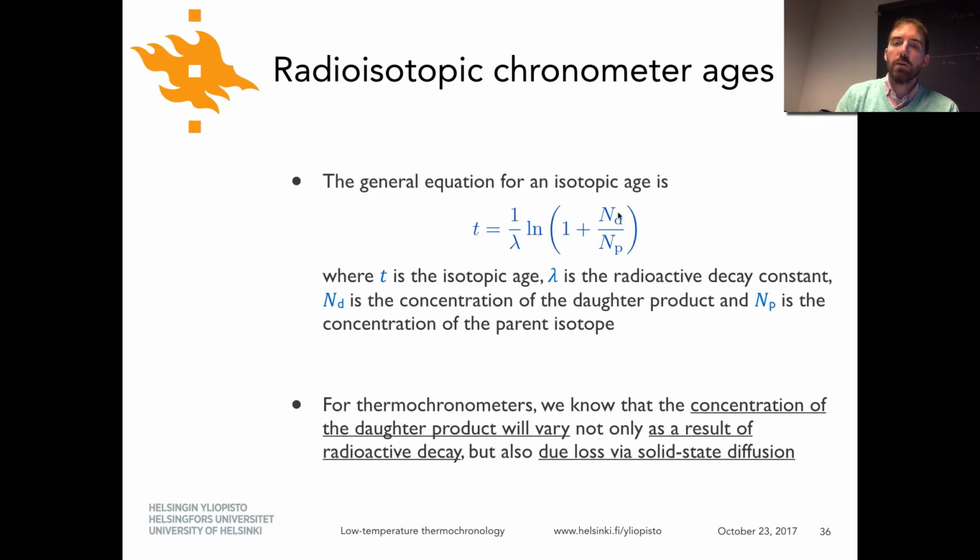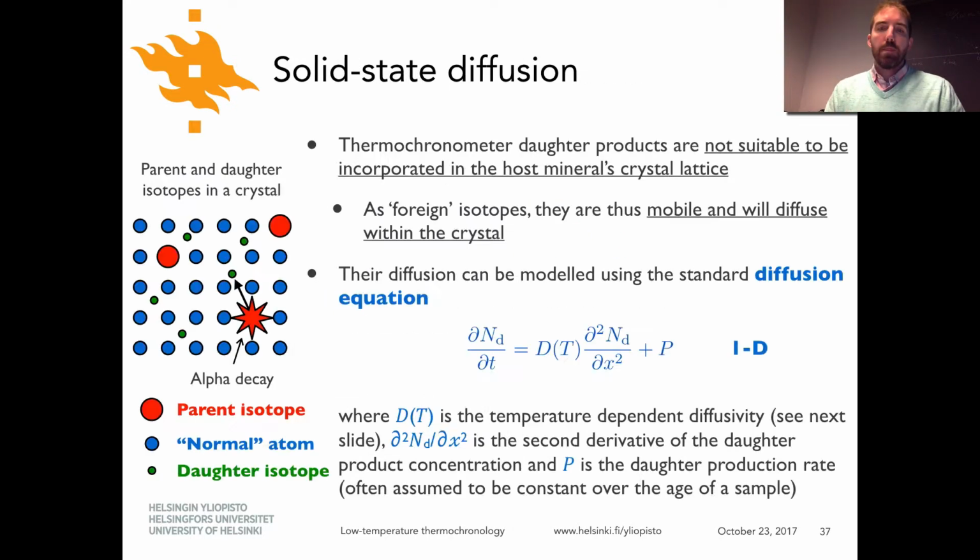So we can have various ways in which we can measure daughter and parent isotopes, and decay constants are known for most common radioactive parent isotopes. And so in normal geochronology, this is what you would do to find the uranium-lead age, for instance, where lead would be the daughter isotope and uranium would be the parent. So that's how things work for general radioactive decay.